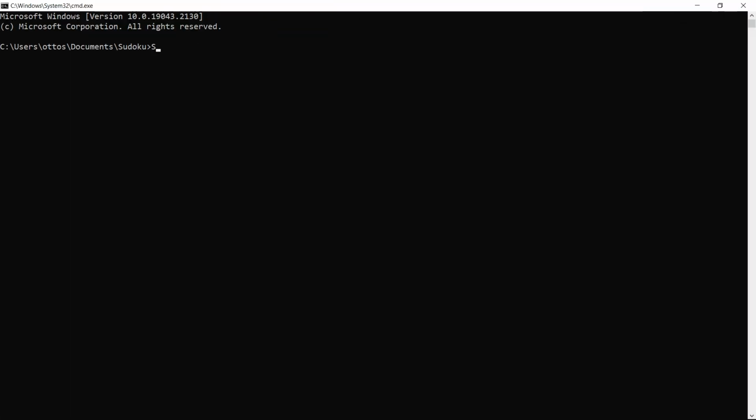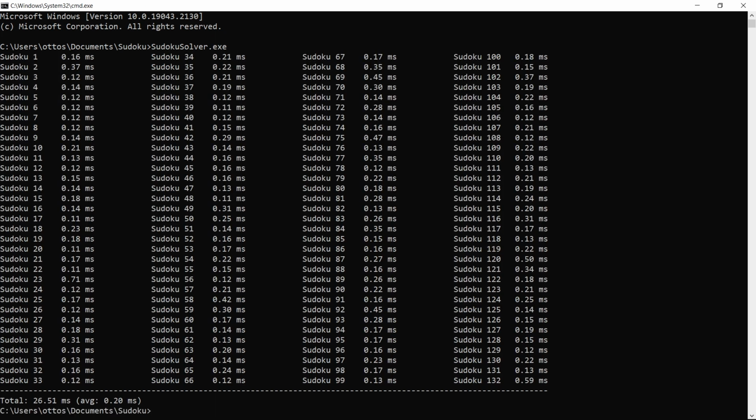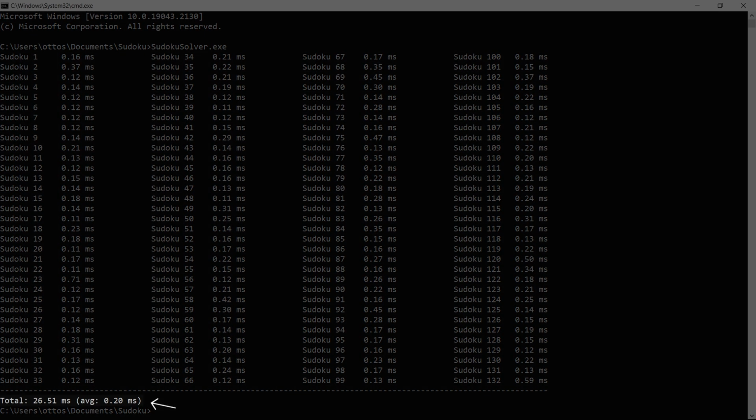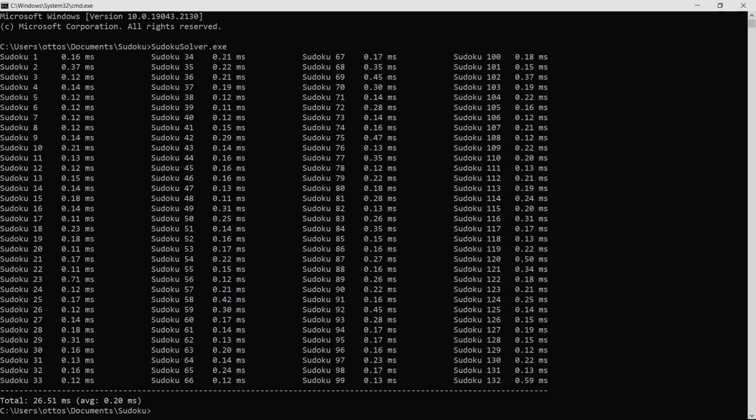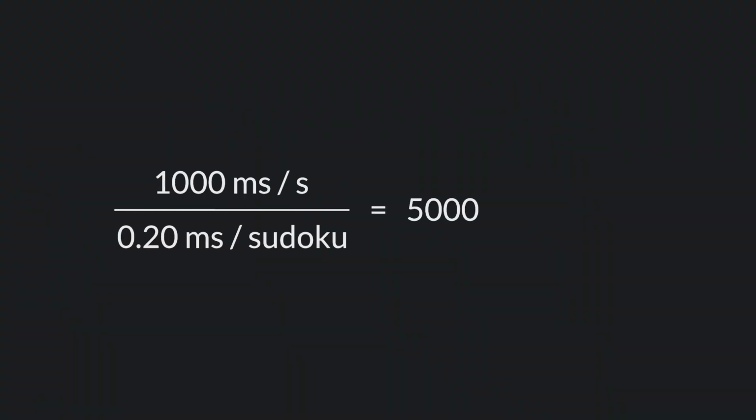I've actually used the AI to solve all 132 Sudokus in the book, and they all took less than 1 millisecond to solve. Here at the bottom, you can see that it took 26.51 milliseconds to solve the entire book. The average time for one Sudoku was 0.2 milliseconds. This means that the AI can solve around 5,000 Sudokus in 1 second.